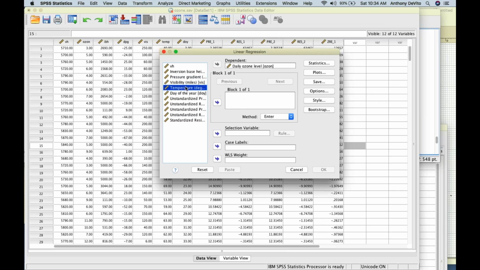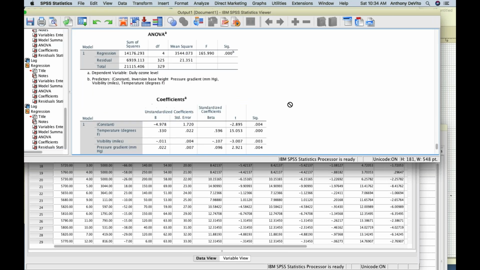What was the first one we took? We took temperature. Let's take our visibility. Let's take our barometric pressure. Let's take our inversion base layer. Let's use all of those factors together. You could just use 2, 3, 4; you could experiment with this. Let's take all of those factors together and see if it improves our predictability. I'm going to click OK. Now let's see what we wind up with here.